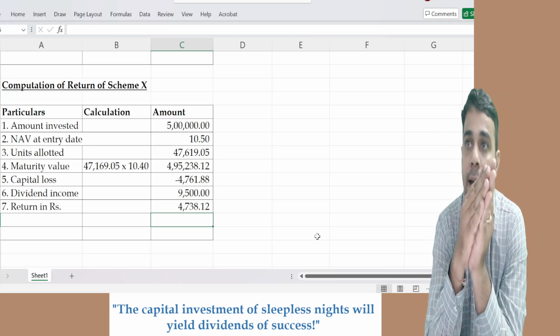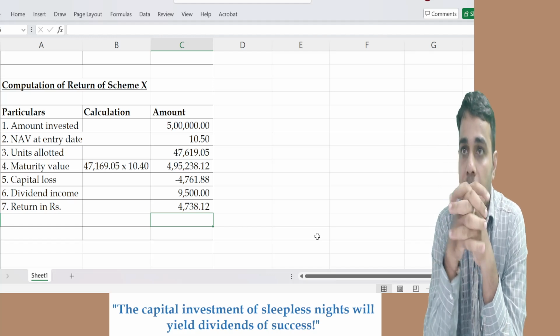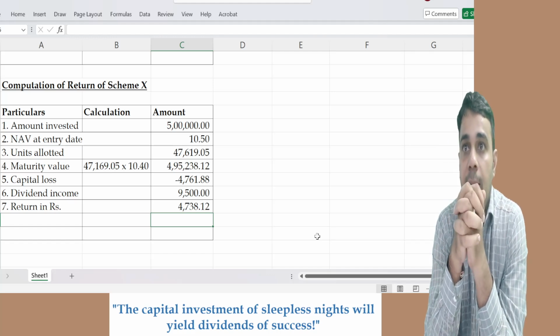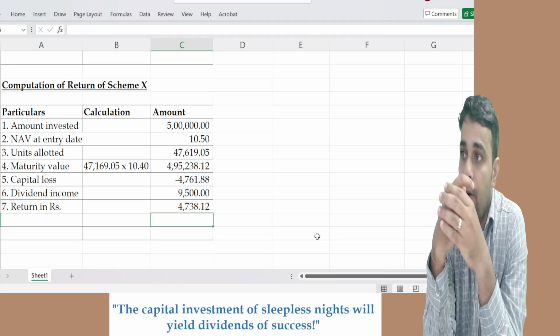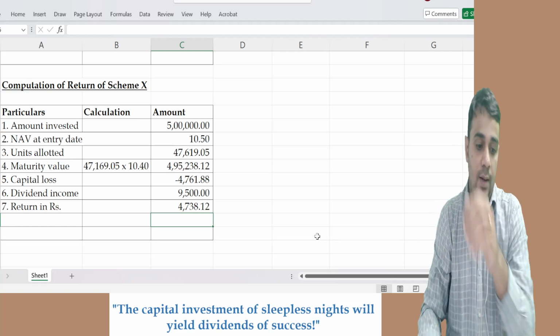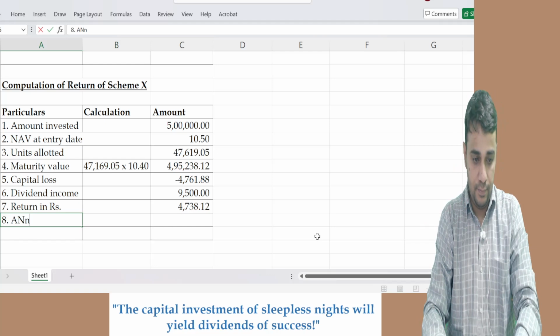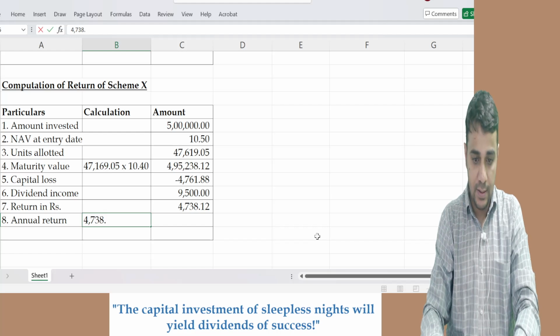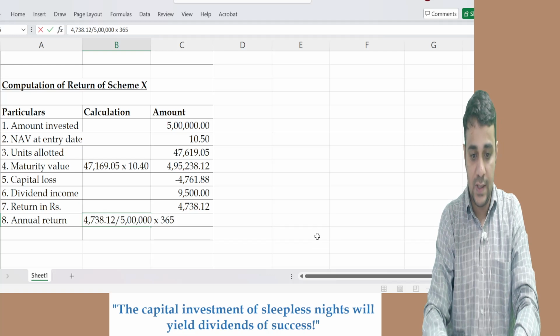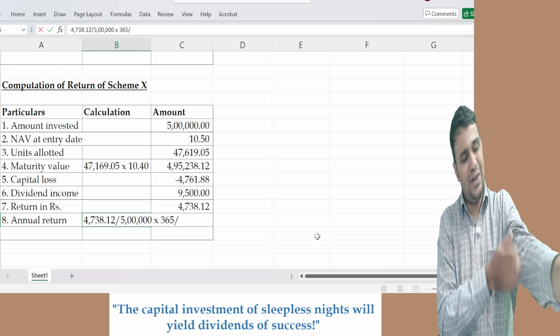What I get back minus what I gave, divided by what I gave, into 365 by number of days, into 100. That is the annual return. 4738 divided by 5 lakh, into 365 by the number of days from the date of investment.